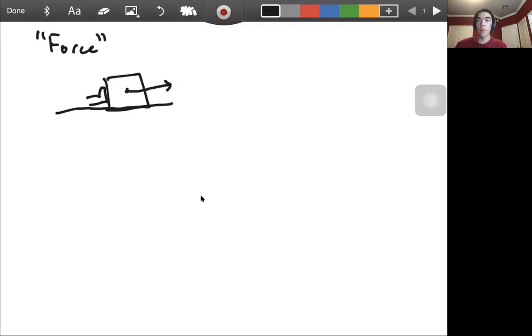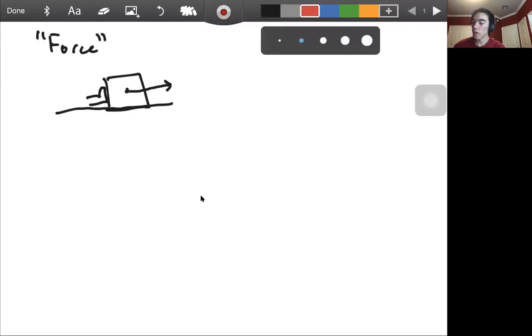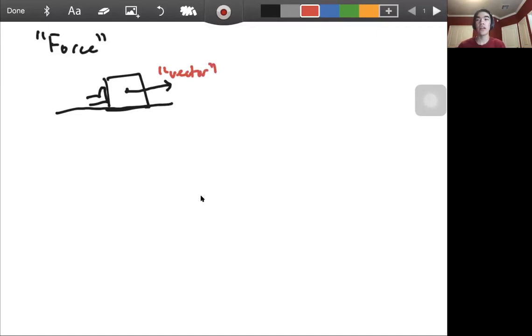If you remember from a previous class, depending on which classes you've been to, this thing over here is called a vector. A vector is just an arrow. It has a length and a direction, and it doesn't really have a defined starting point. Forces are just like that. They have a direction, which is which way you're pushing, and they have a length, which is how much force you're exerting. You can have stronger forces and weaker forces.